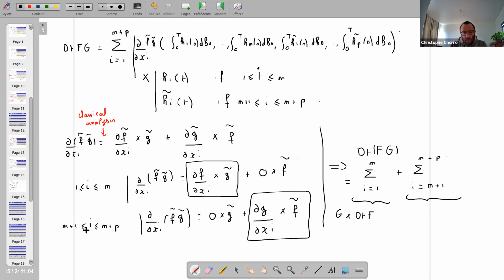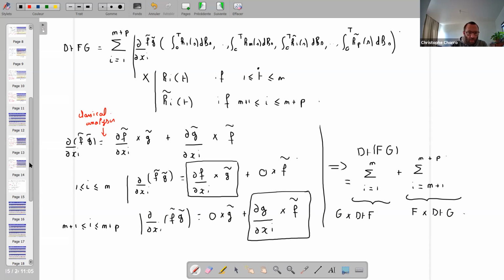And here, keeping in mind that for i between n plus 1 and n plus p, I have only the partial derivative with respect to j, I will obtain for this one simply f multiplied by dt of j. And so I have the classical formula for the derivative of a product, that is dt of fj is equal to j dt f plus f dt j.